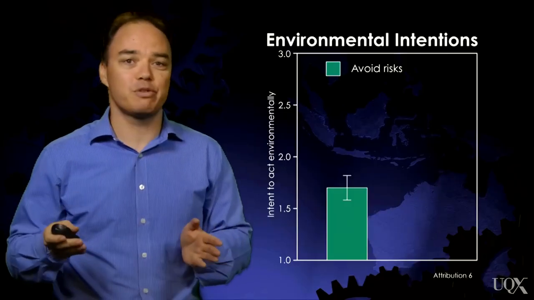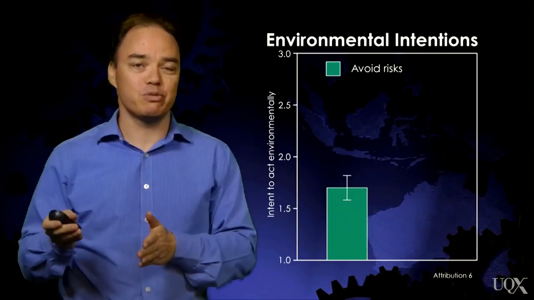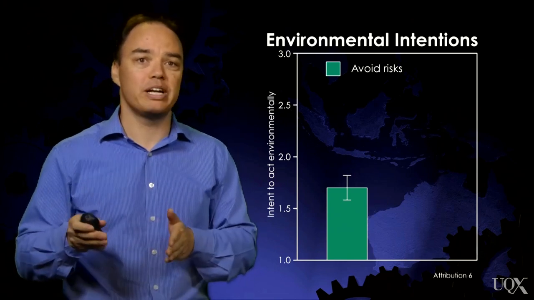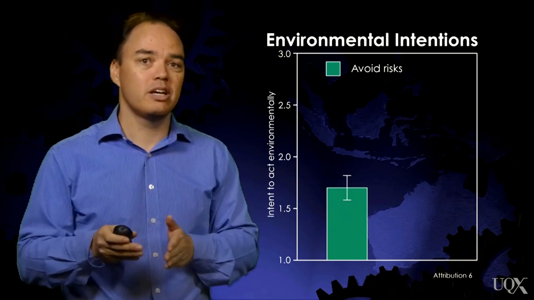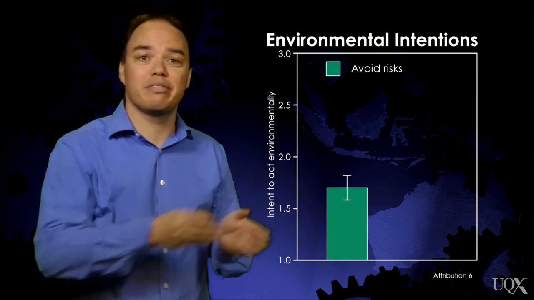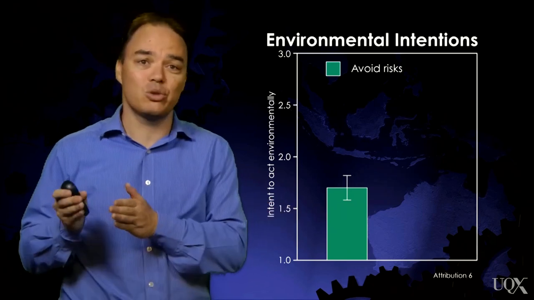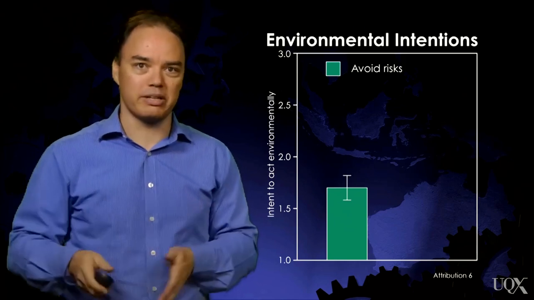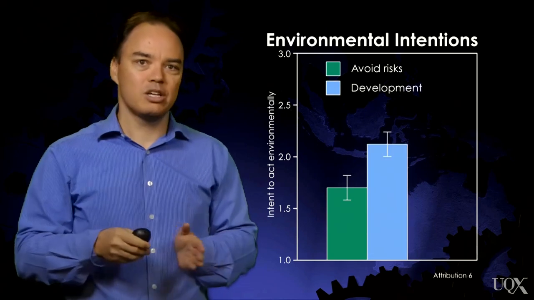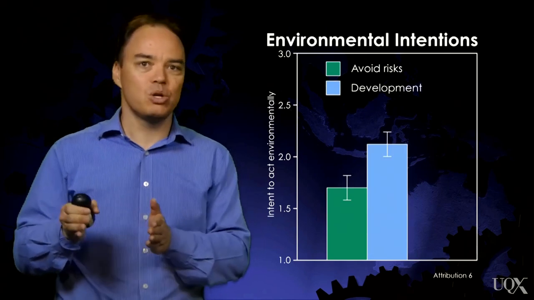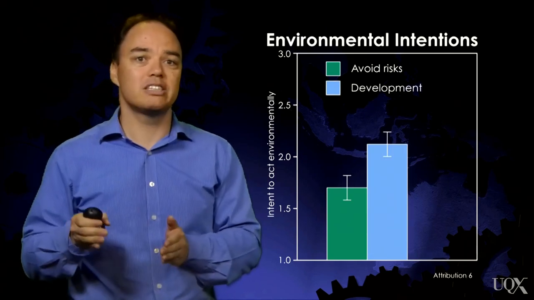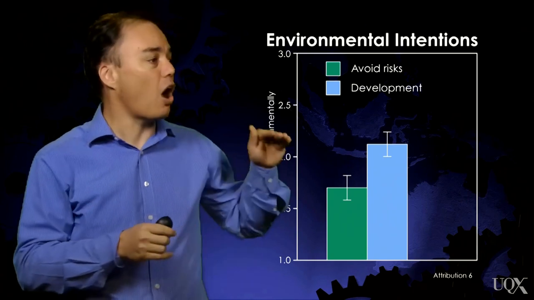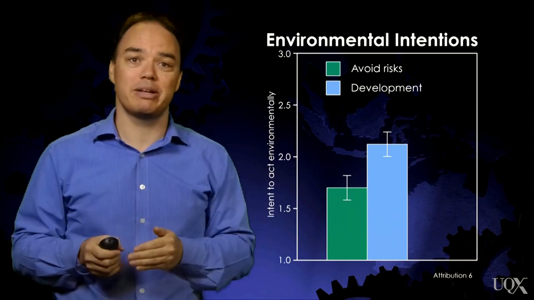Researchers from the University of Queensland presented three different reasons for climate action. The first reason was to avoid environmental and health risks. The green bar shown in this graph is a measure of intent to act environmentally among people who denied global warming. The second reason talked about how climate action would be good for the economy and stimulate more scientific development. This led to a higher intent to act environmentally.